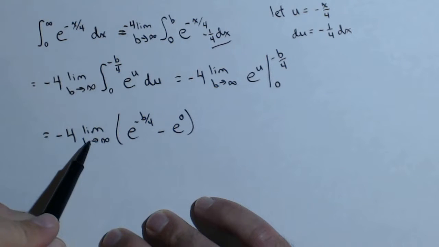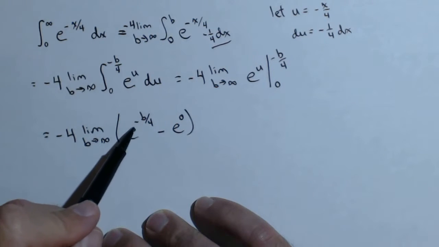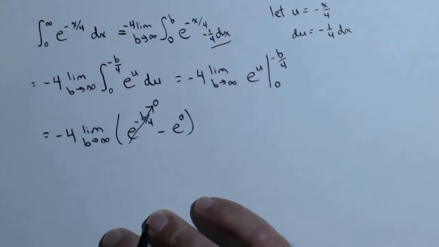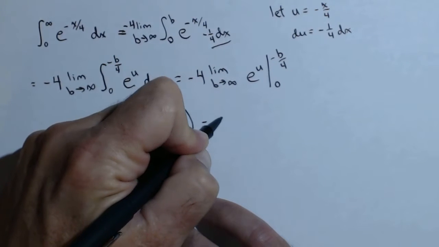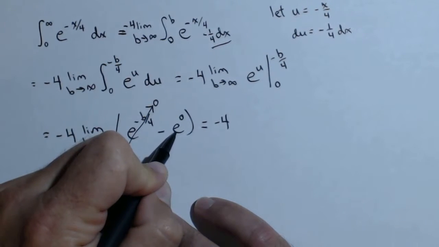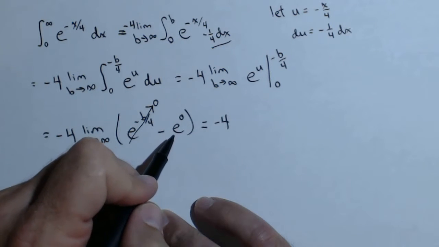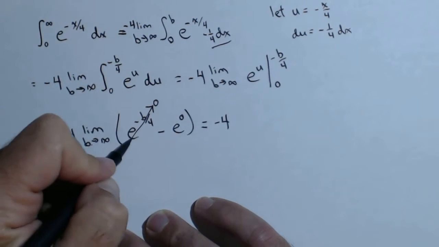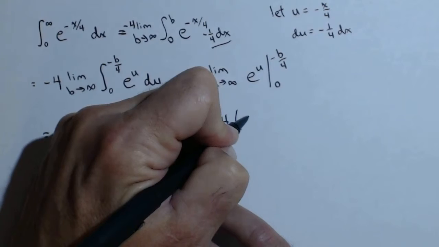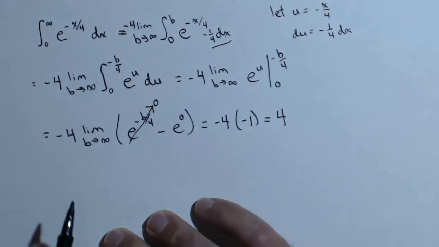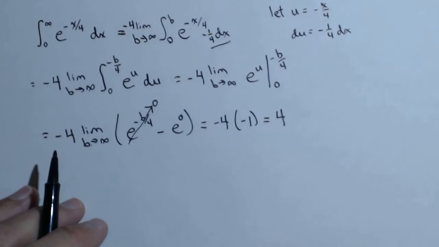So I still end up with the negative in the exponent that I had before. So as b goes to infinity, e to the negative b over 4 is going to go to 0. That's our decreasing exponential function. So what I get is negative 4. Now here, be careful. A lot of people always do this as 0. E to the 0 is 1. So taking that limit, my limit is done, and I end up with a negative 1 there. So my final answer for this one is 4. So this one converges to 4.